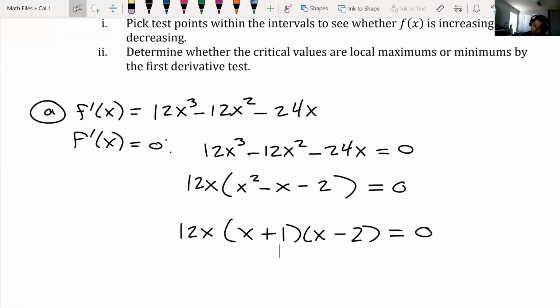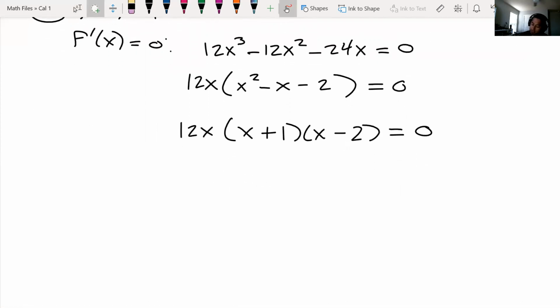Almost there. Almost. Yeah, you're good. Okay, set each term equal to 0. And what are my critical numbers?